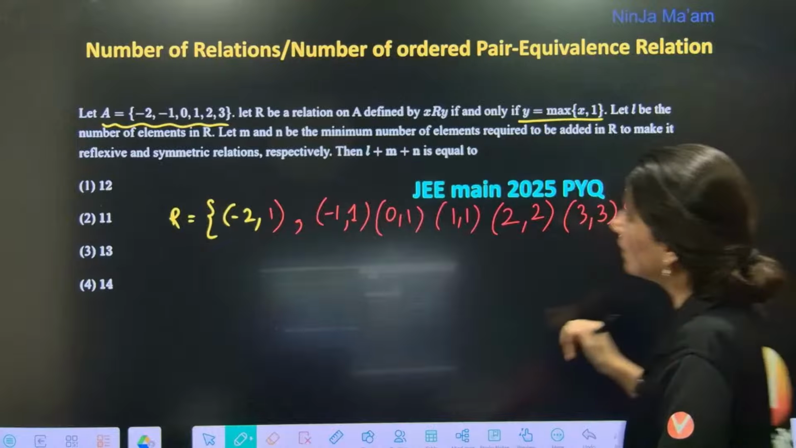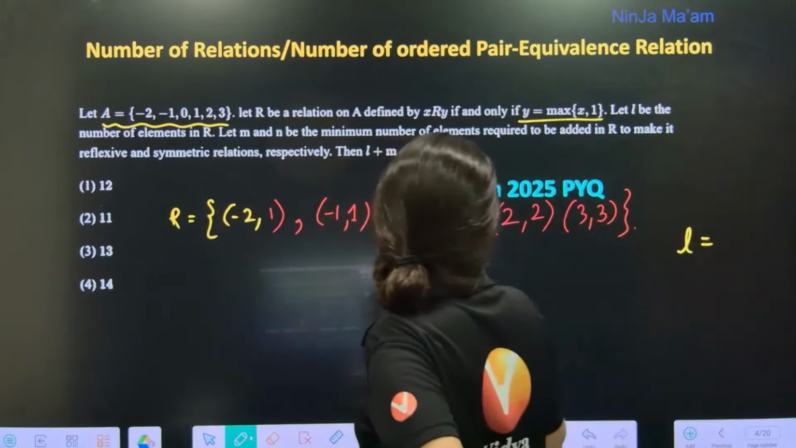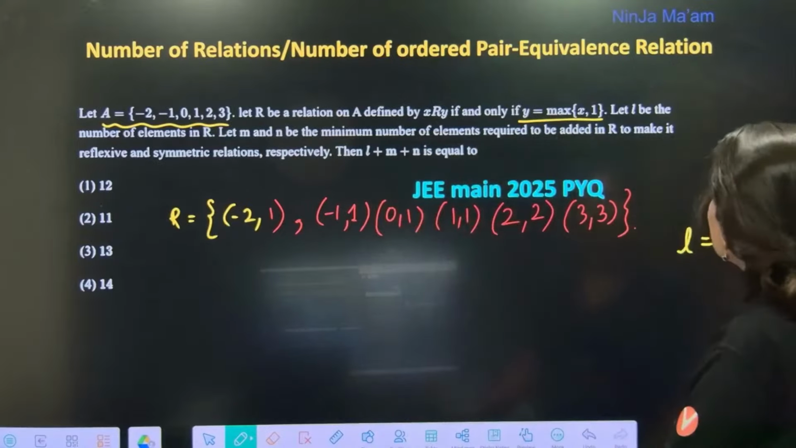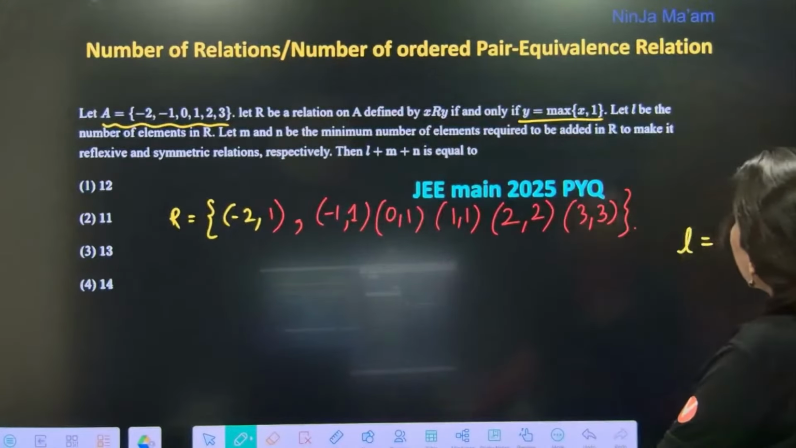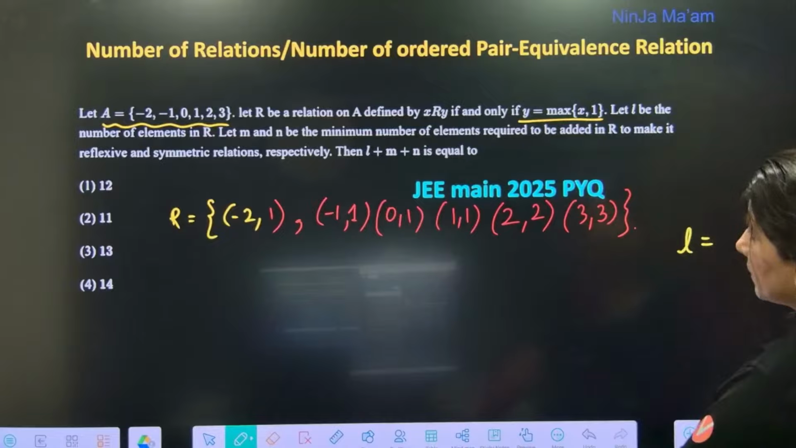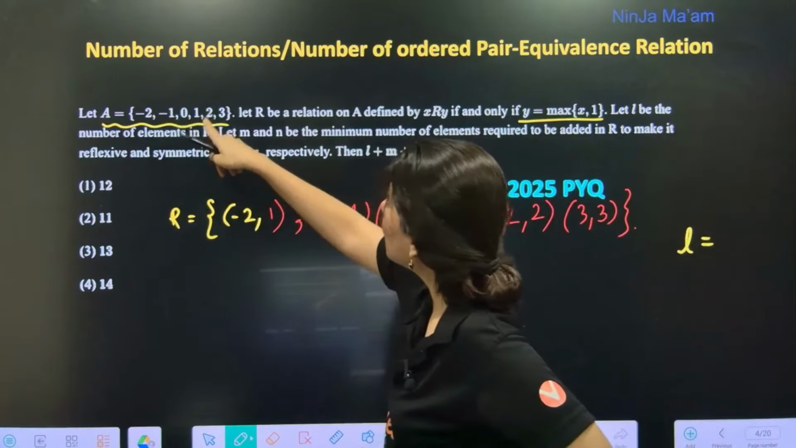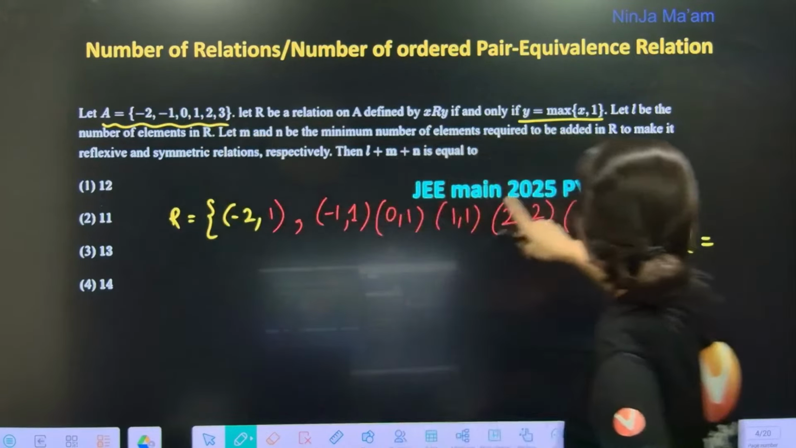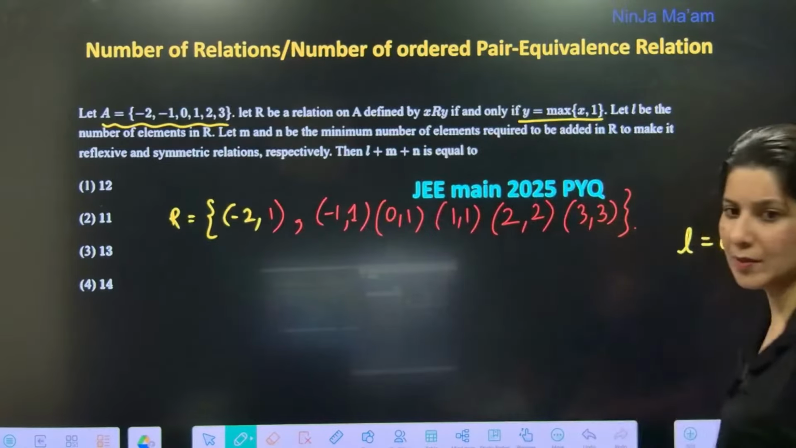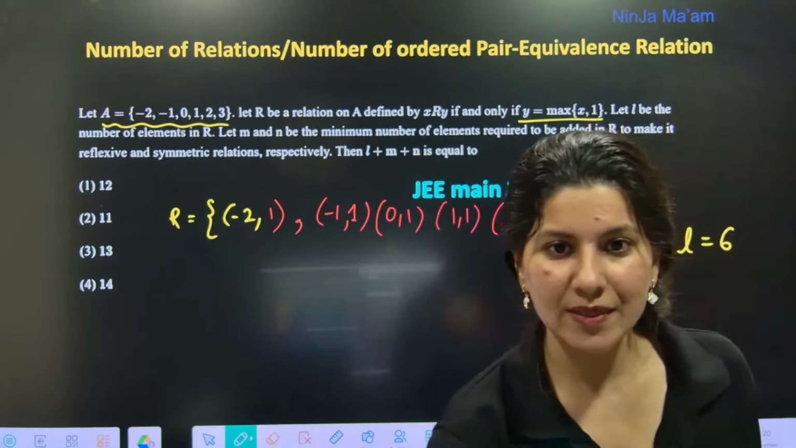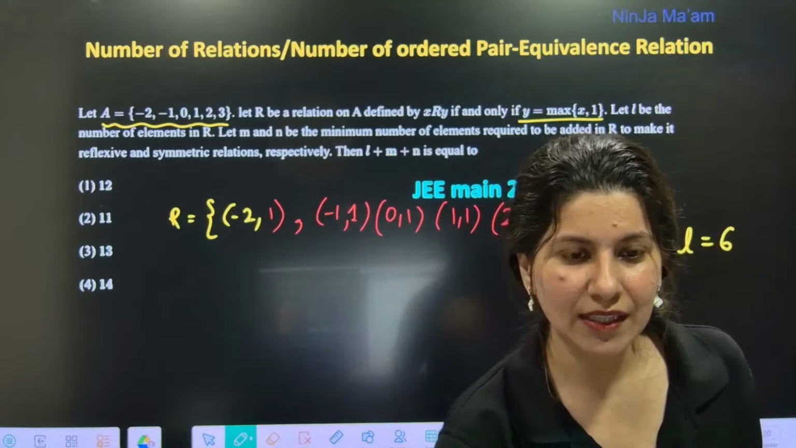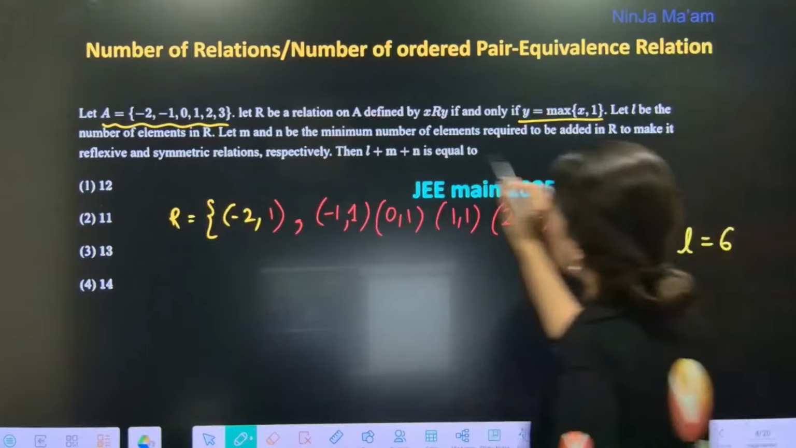Let us count. It is going to give you only if y is equal to maximum of x, 1. Basically, x will be minus 2, minus 1, 0, 1, 2, 3. So 1, 2, 3, 4, 5, 6. L will be 6, right? Everybody? Yes, L will be 6. Are you calculating with me? L is 6.